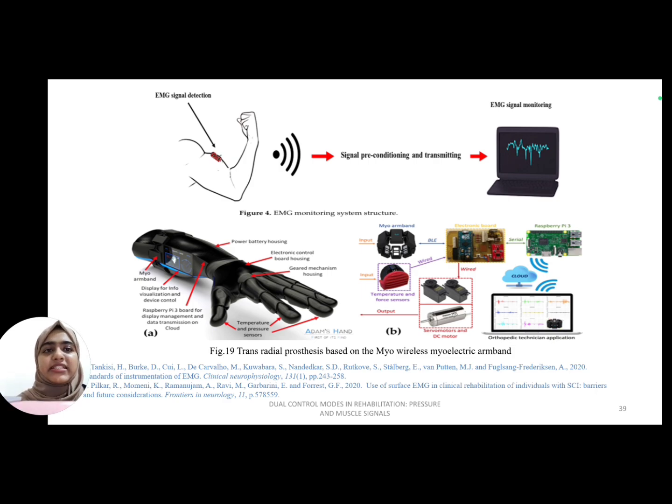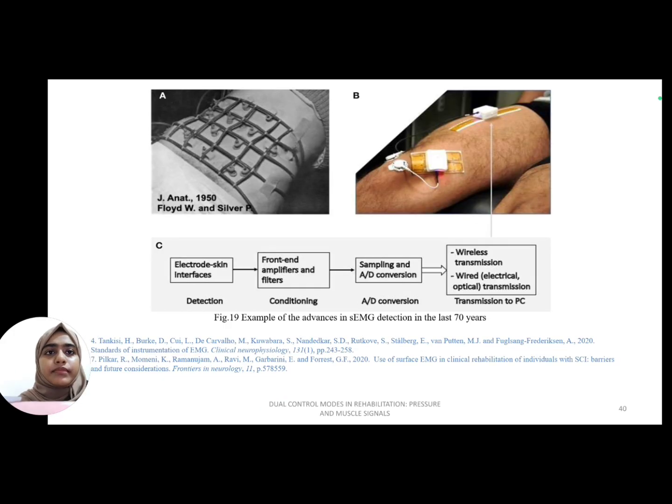The above figure is just a simple illustration of how an EMG signal is acquired. The EMG signal is detected from the arm, and the signal preconditioning and transmitting takes place, where you can see the EMG signal monitoring. Next is the transradial prosthesis based on the Myo wireless myoelectric band. It has a Myo armband which is connected by Bluetooth, and then for wired we have temperature and force sensors and servo motors and DC motors, and then it goes to a Raspberry Pi for overall controlling.